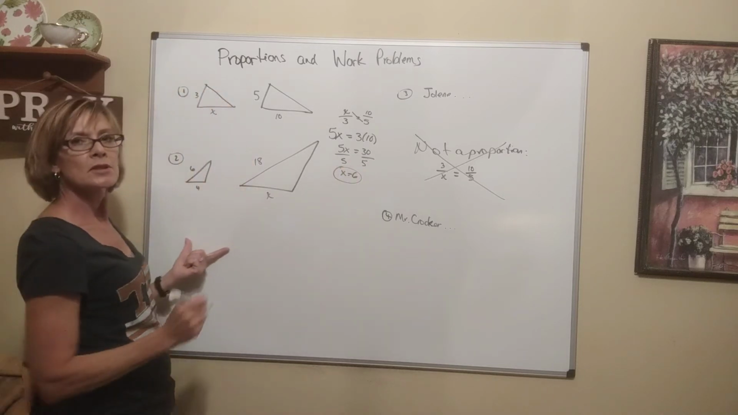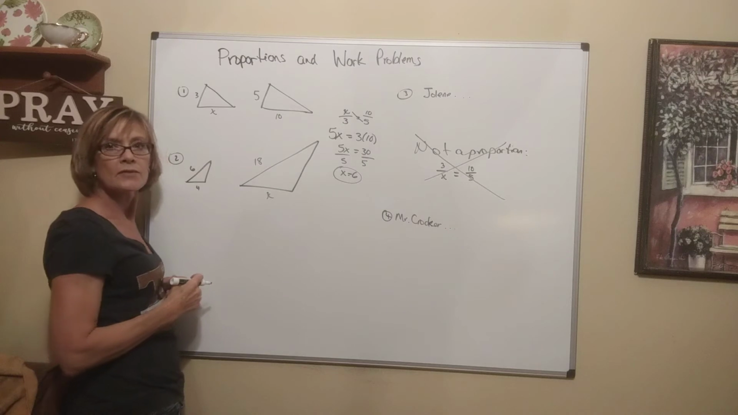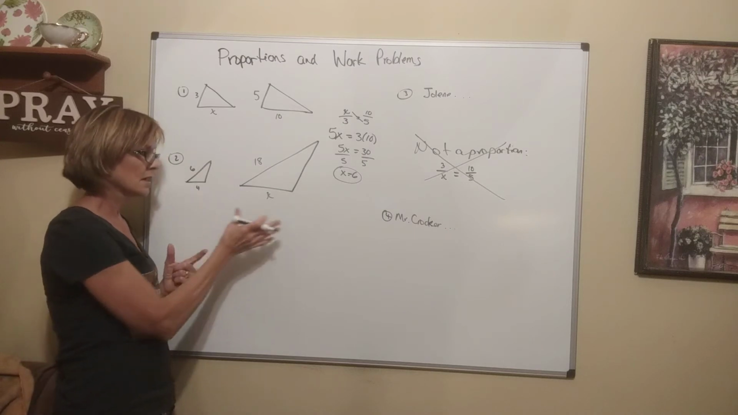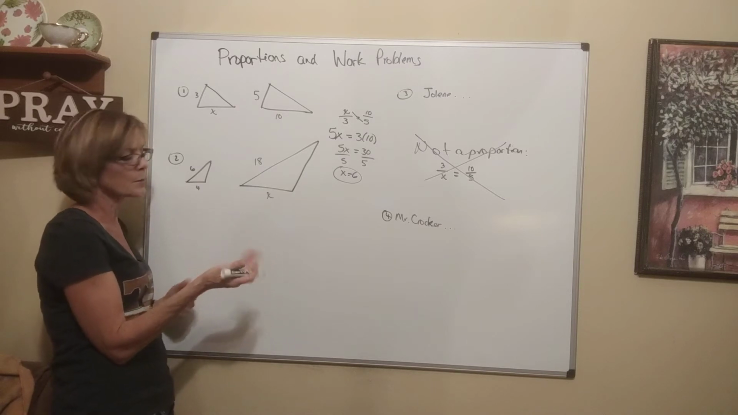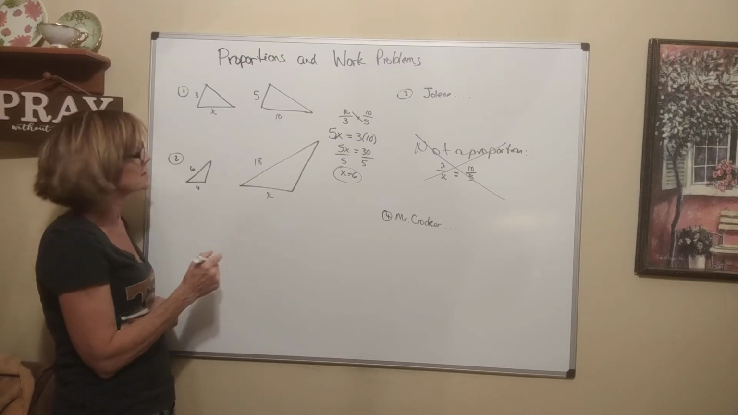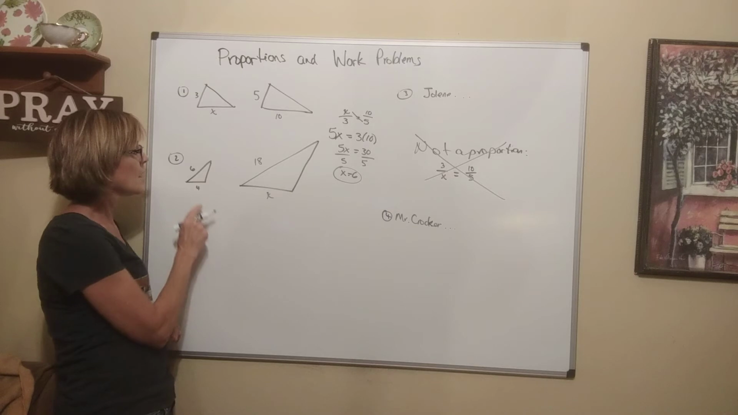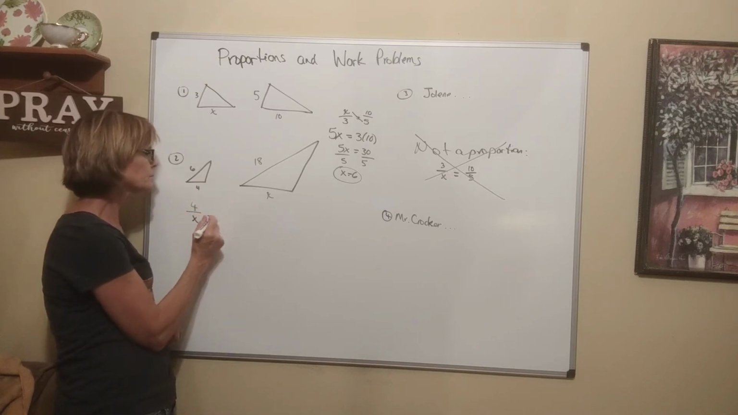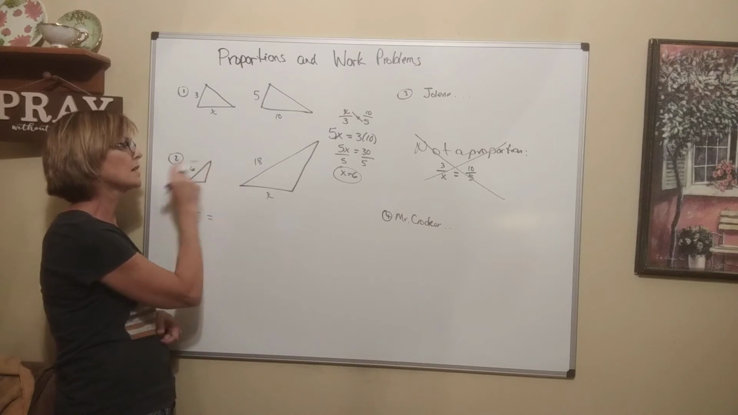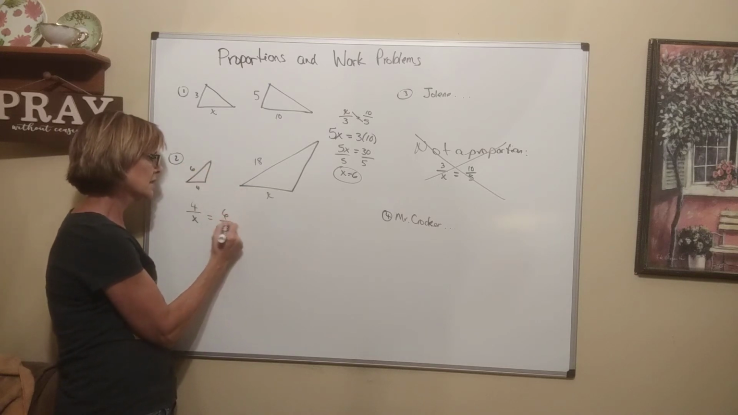All right, let's look at number 2. These are similar figures. So if these are similar figures, then this side is so many times bigger than this side. So I'm going to set up a proportion. Again, there's several you could set up. Let's just do this one. Let's say 4 is to x, small is to big, as 6 is to 18.